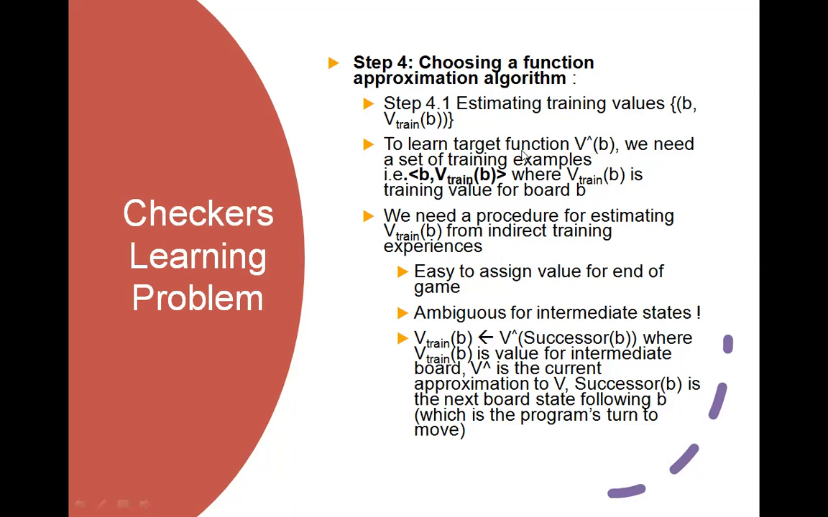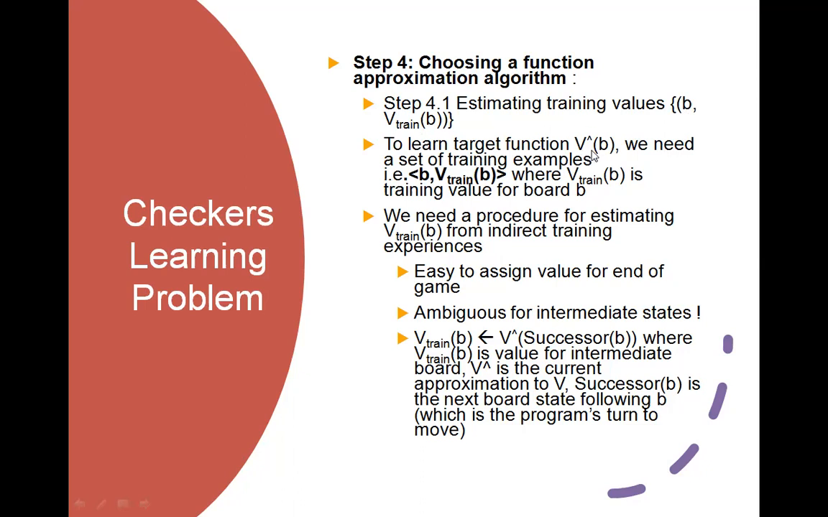Because when you make a move, if you enter this particular B1 board, what value will you get? If you enter the B2 board, what value will you get? So that is nothing but this training value. We have to estimate the training value for each and every board state. V train of B is nothing but that board value. Using that linear equation, we'll calculate it, and then learn the target function V dash of B.